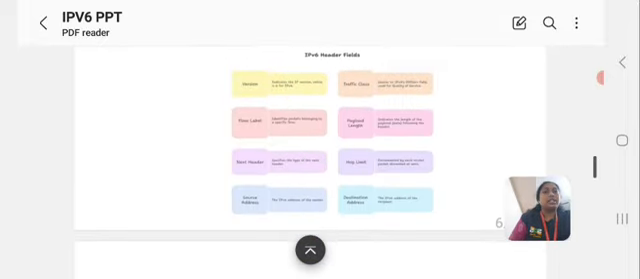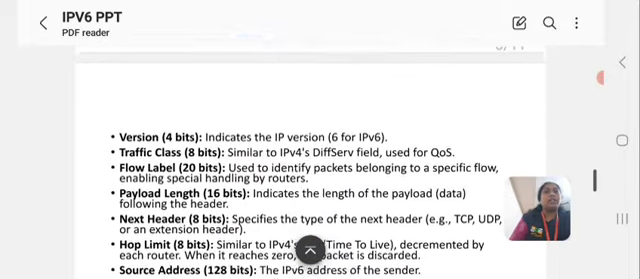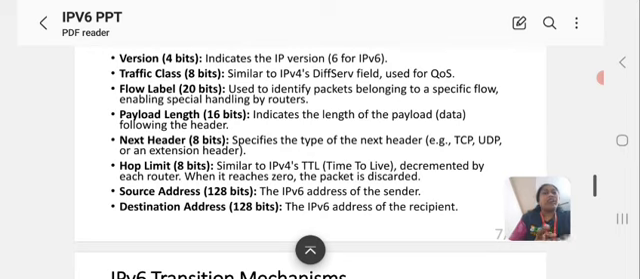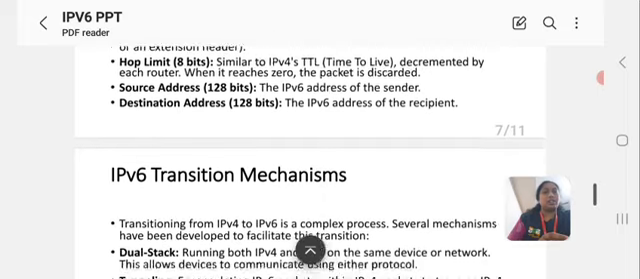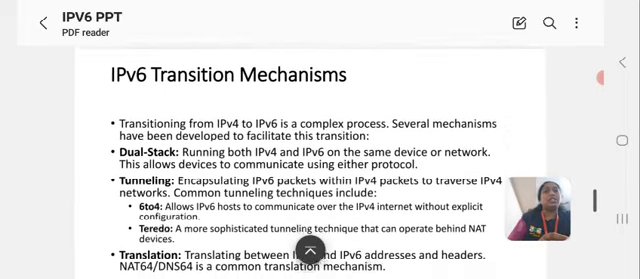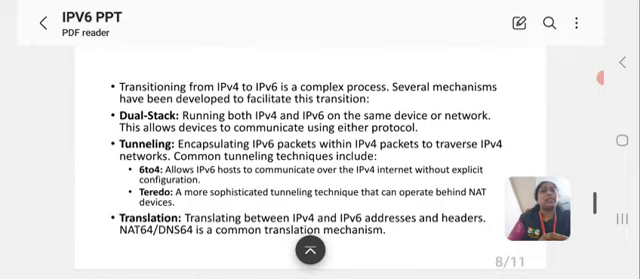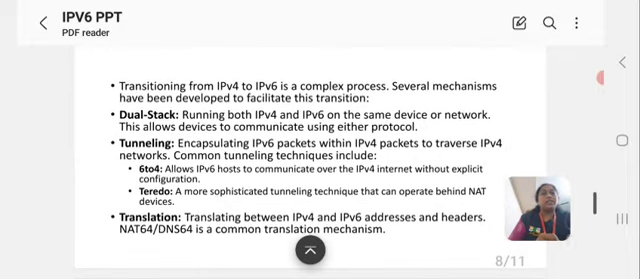The IP version 6 header format has the version, traffic class, flow label, payload length, next header, hop limit, source address, and also the destination address. IP version 6 transition mechanisms include dual stack, tunneling, and translation. Transitioning from IP version 4 to IP version 6 is a complex process. Several mechanisms have been developed to facilitate this transition.